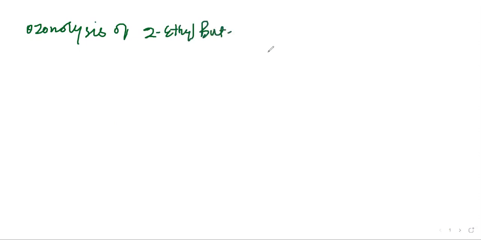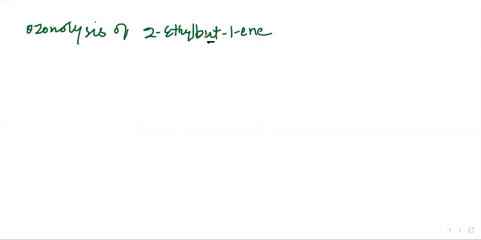We have 2-ethyl but-1-ene. Ozonolysis of 2-ethyl but-1-ene. This is how we should write. So let us first write the structure of 2-ethyl but-1-ene.